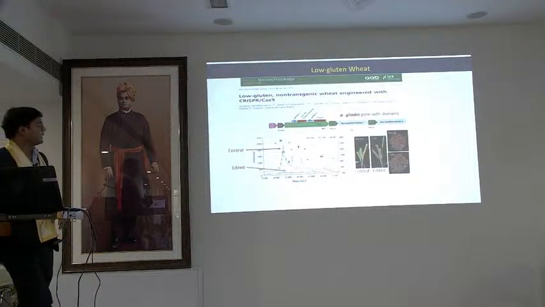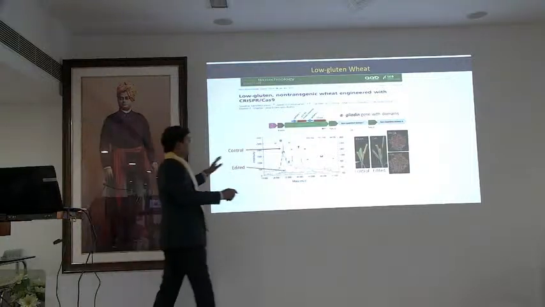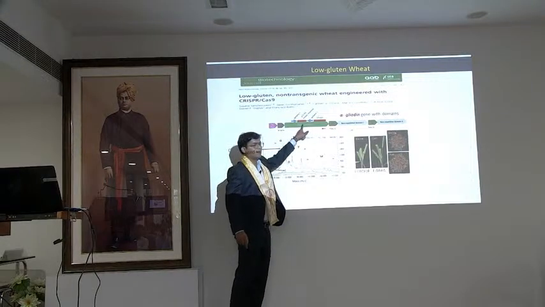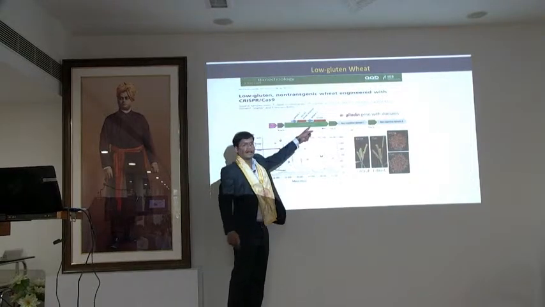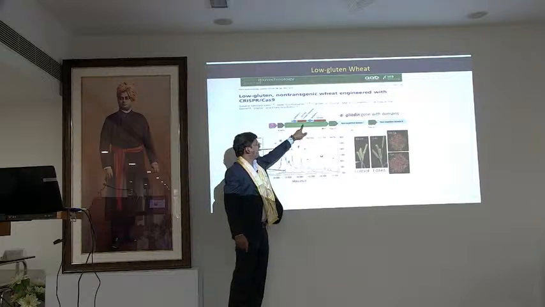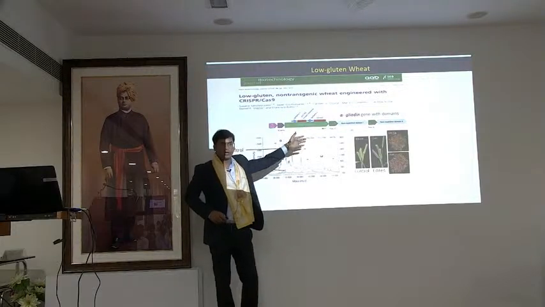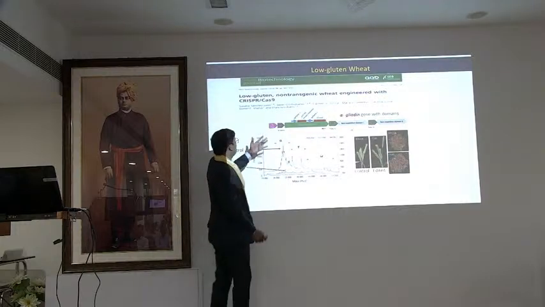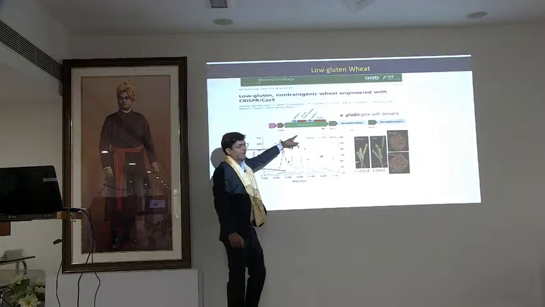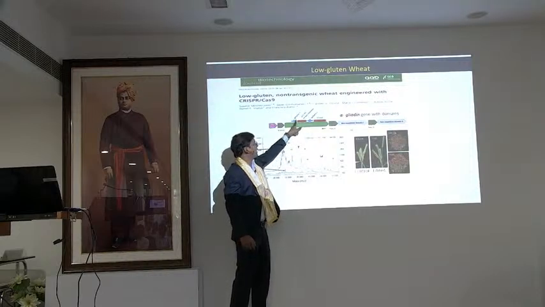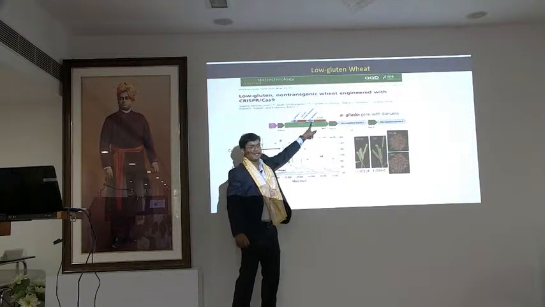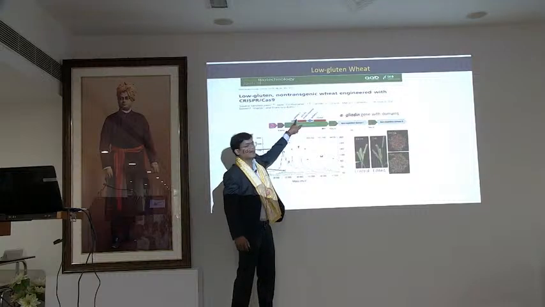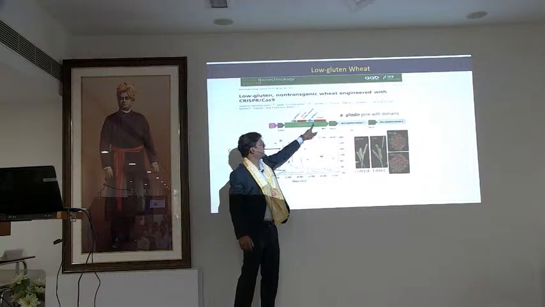So if you want to see the gliadin gene with domains, this portion is the main culprit of the gliadin gene. This is the structure, and the protein made from this portion creates the antigenic response. So what they have done, this Daniel Vardas and other collaborators, they made two cuts here, one cut and here one cut. SG means single guide RNA, okay? Here one cut and one cut.